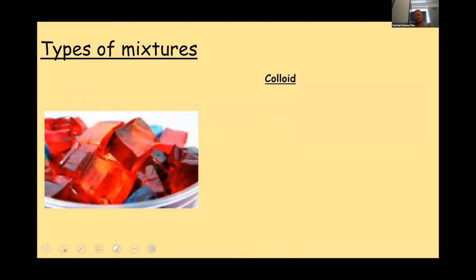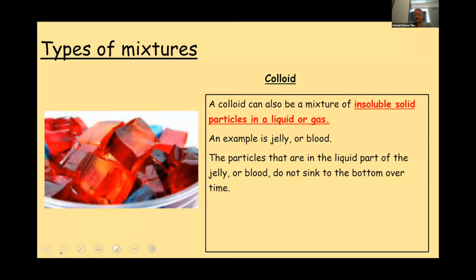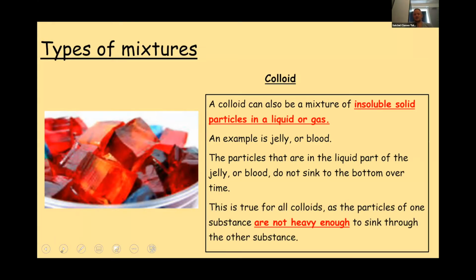The second type of mixture that we've got is a colloid. Now, a colloid can also be a mixture of insoluble solid particles in a liquid or a gas. An example is jelly, which I love, and so I put a picture of it here, or even your own blood. If we take the jelly example, the particles that are in the liquid part of the jelly, or even in the liquid part of the blood, do not sink to the bottom over time. They literally stay suspended in there. This is because they're in an intermediate size. That means that particles of one substance are not heavy enough to sink through the other. They kind of stay floating in between. This is a colloid.